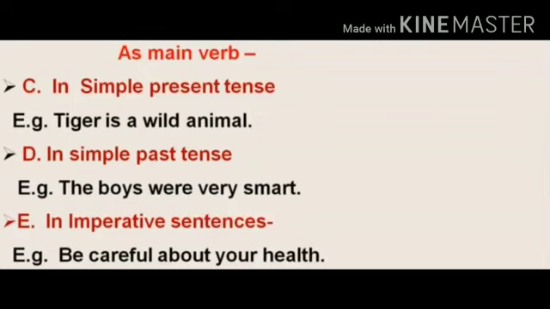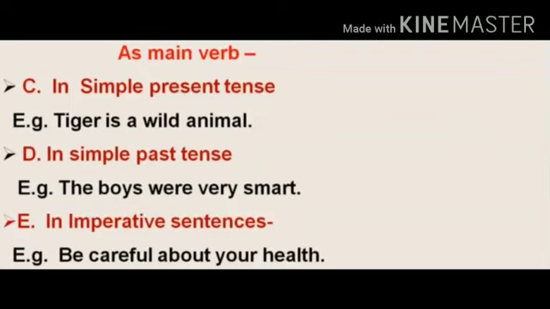As main verbs, is, am, are, was, and were are also used in simple present tense and in simple past tense to form sentences, like, tiger is a wild animal. In this sentence, the verb is a main verb. In simple past tense, like, the boys were very smart, and here the verb were is a main verb.